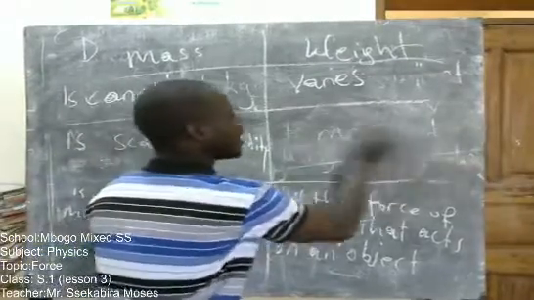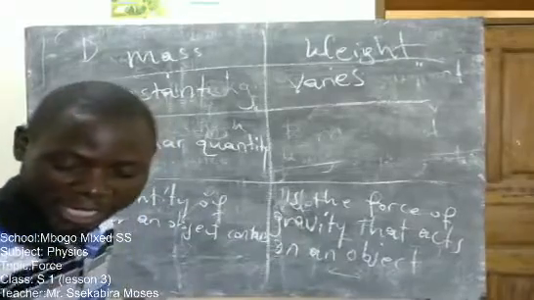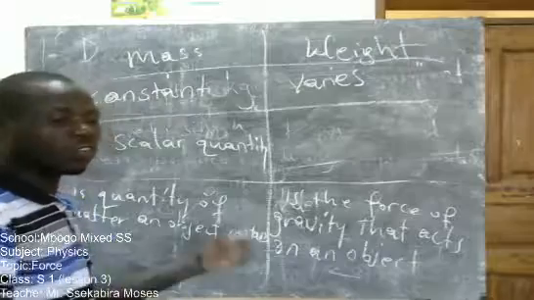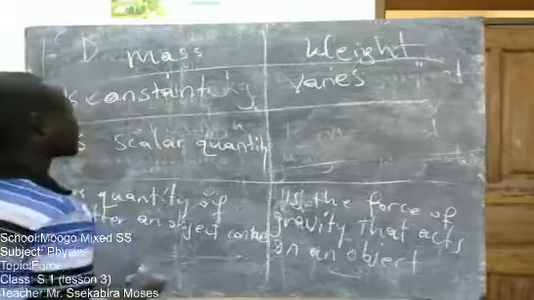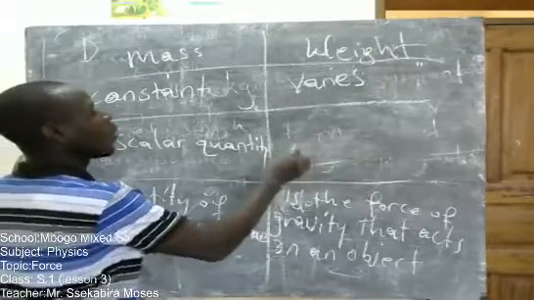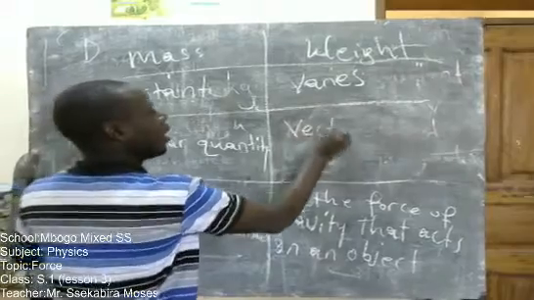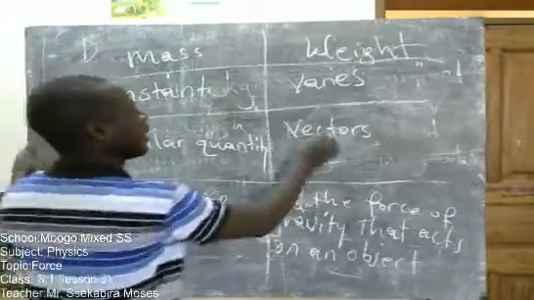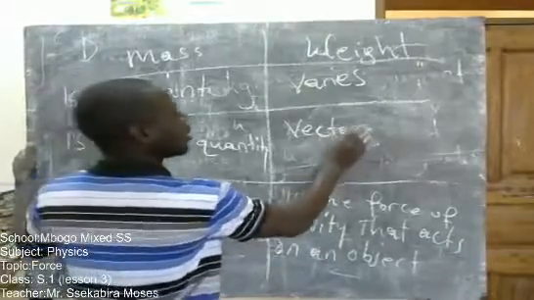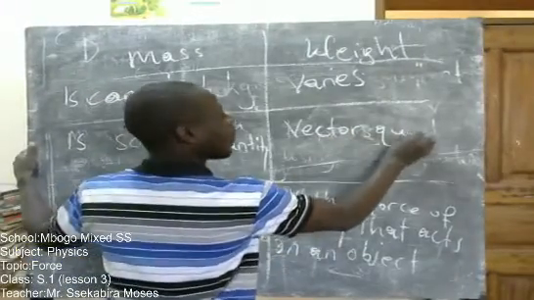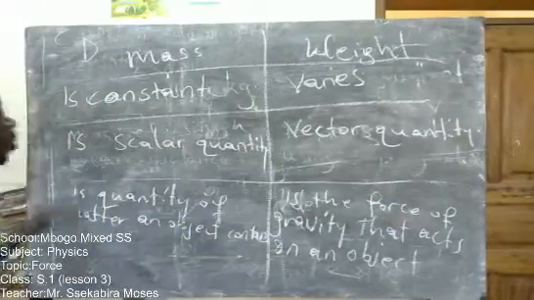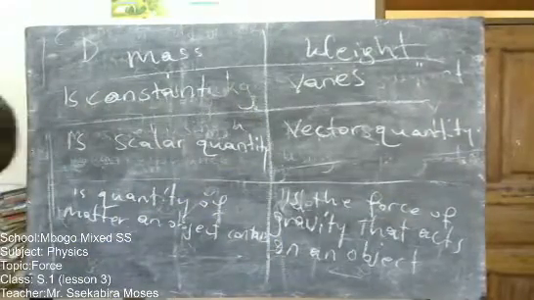Wherever I give you an assignment, please go to the internet. The internet is one of the sources of information. Mass is a scalar quantity, while weight is a vector quantity. Thank you for being good students. This one is a vector quantity. That was a very good difference.